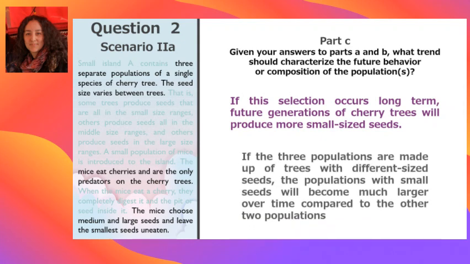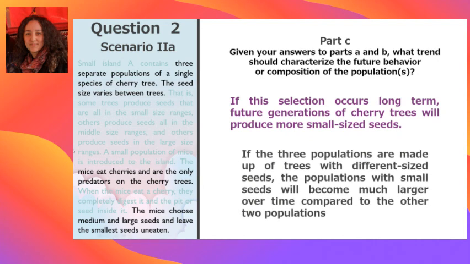But we're going to consider, we have three different populations here. If the three populations are made up of three different size seeds, so population 1 only has trees that make small seeds, 2 only trees that make medium seeds, and the third population has trees that only make those large range seeds. We're going to see that the population with small seeds will become much larger over time compared to the other two populations.